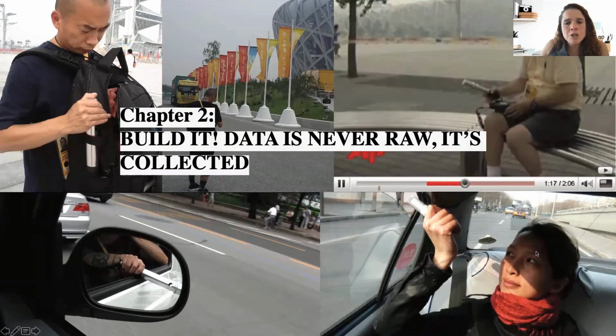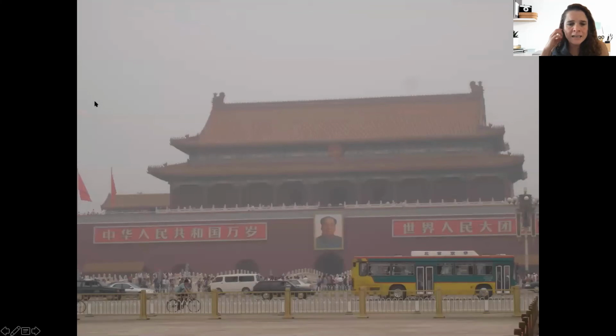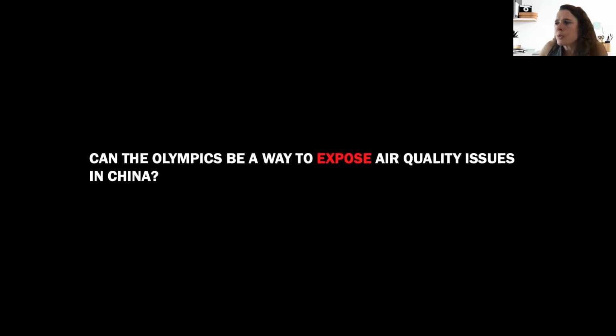In this chapter, I use a project from Beijing to highlight how data is often hidden. And we can think about many ways that this is happening right now. But this project really started in China when I was looking at this picture and thought, how are they going to have an Olympics in this hazy, soupy mess of air pollution? And how can the Olympics be a way to expose air quality issues in China?